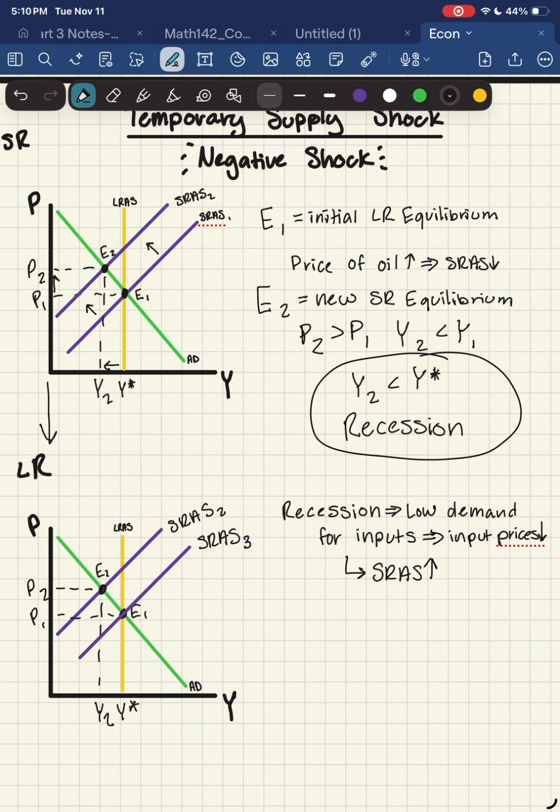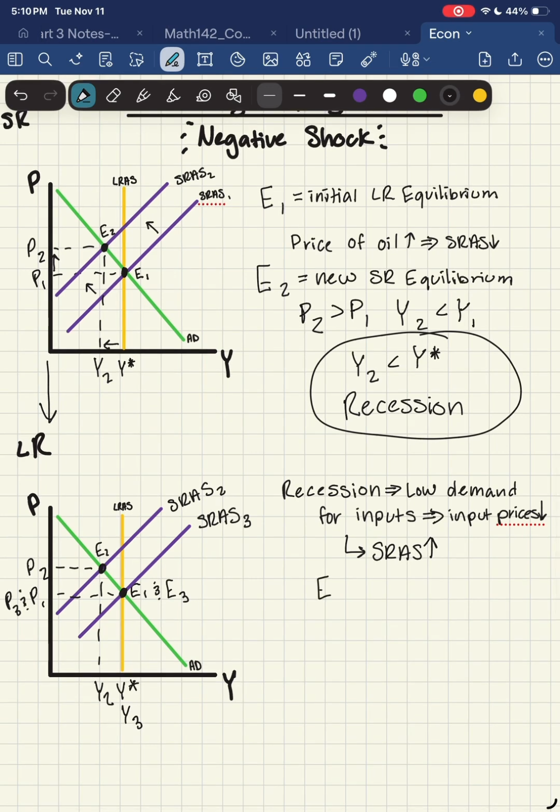And then we can see that it shifted back to E1, and we're going to create a new label for this point, E3, and then for the output, Y3, for the price, P3. So what we can see is that the new equilibrium is equal to the original equilibrium, and that trend is also followed with the outputs and with the prices. E3 is our new long run equilibrium. Okay. And then, like I said, the outputs and the prices are both going to be equal to the original.